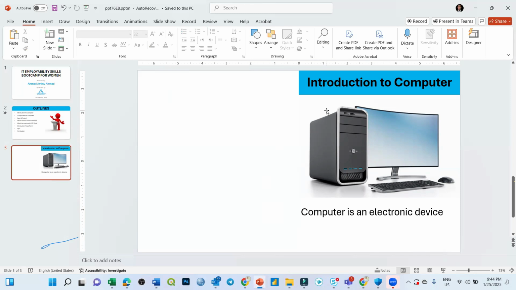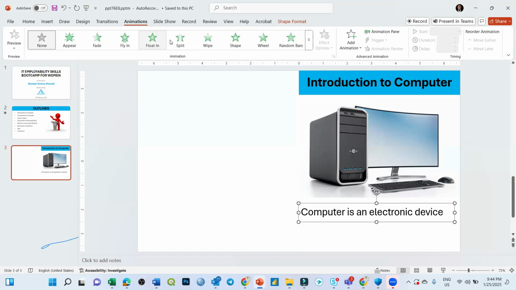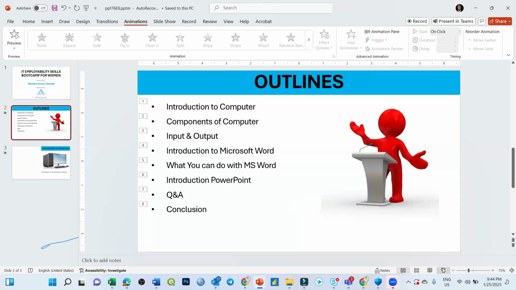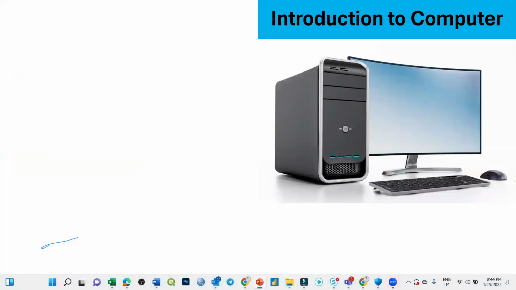So what we are going to do next is add how we want this to come up. It's just the text that we need to put the animation for. We just want the text to come up. So when we come here, we click on this, we finish up all this. So it's going to appear, introduction to computer, and it's going to look like this. So that's it. Okay.